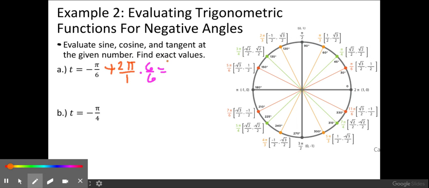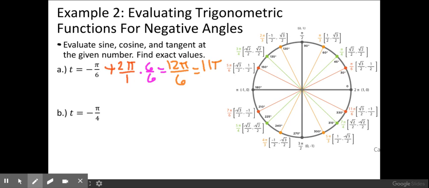So this becomes 12 pi over 6. So when I add -pi over 6 plus 12 pi over 6, I get 11 pi over 6. That value is the same thing as negative pi over 6, and it is on the unit circle. So if you think about it, that makes sense. If this is up pi over 6, this would be down pi over 6. And now we're going to use this coordinate point to solve this problem. So we're using this one.